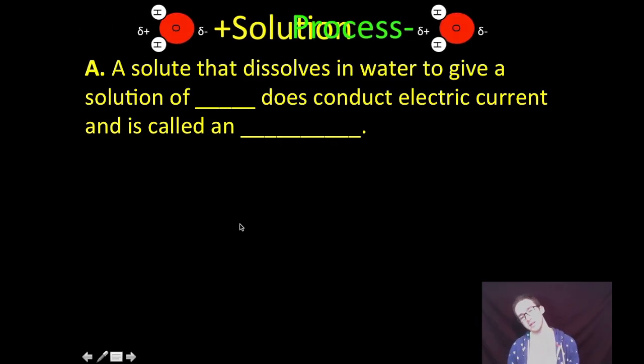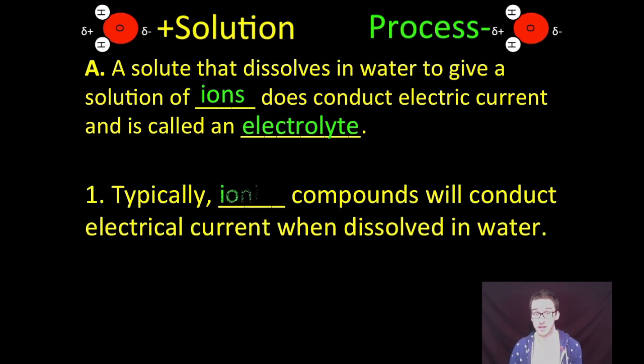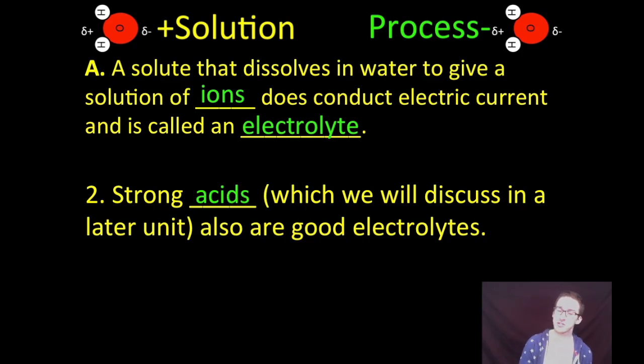Alright, now the last thing we need to talk about here is some quick vocabulary terms. If you put a solute that dissolves in water to give a solution of ions, it will conduct electrical current and is therefore called an electrolyte. Typically, it's your ionic compounds that are made of ions that will conduct electrical current when dissolved in water. And recognize that strong acids, which again we'll talk about in a later unit, so don't stress out about it right now, also are good electrolytes. Just keep it in your mind.